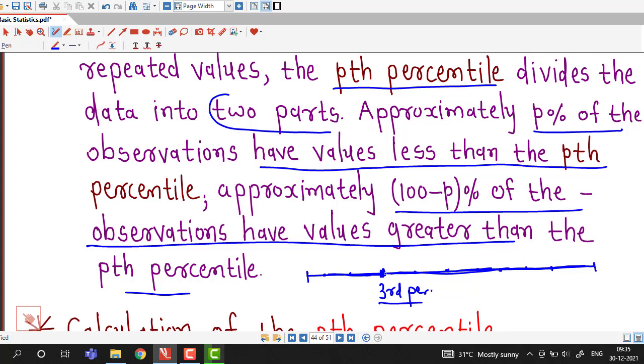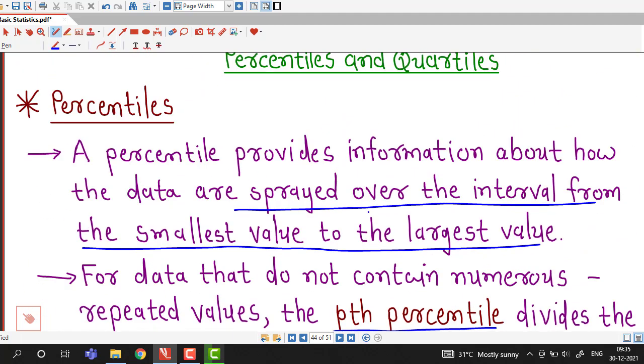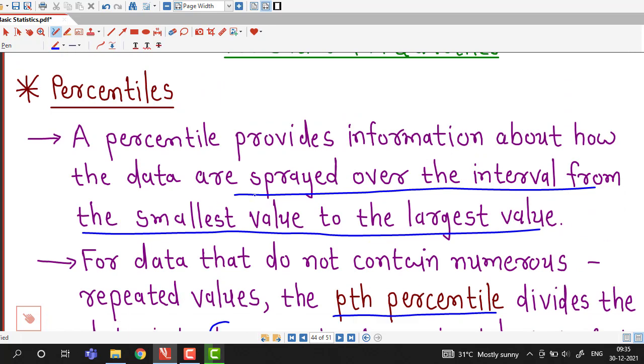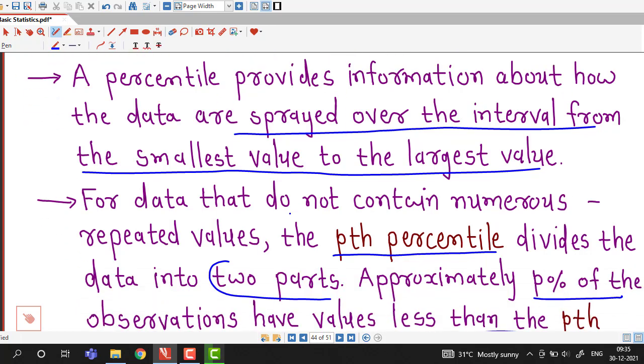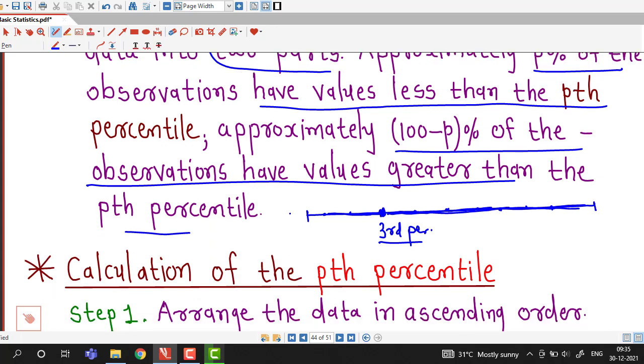Approximately 3% of the observations have values which are less than the third percentile, and approximately 100 minus 3, that is 97% of the observations have values greater than the pth percentile. Okay, this will be more clear when we do the problems. So percentiles provide information about how the data are spread over the interval from the smallest to the largest value. So now we discuss how to calculate the pth percentile.